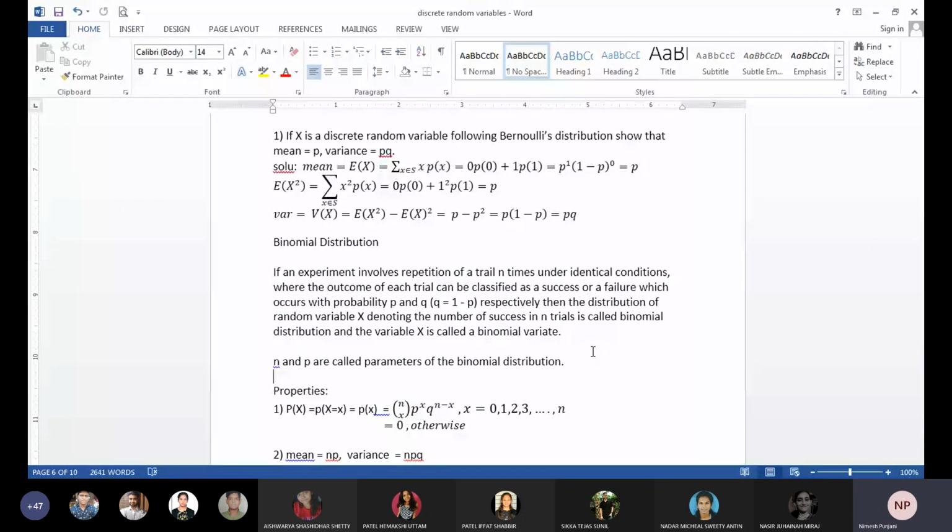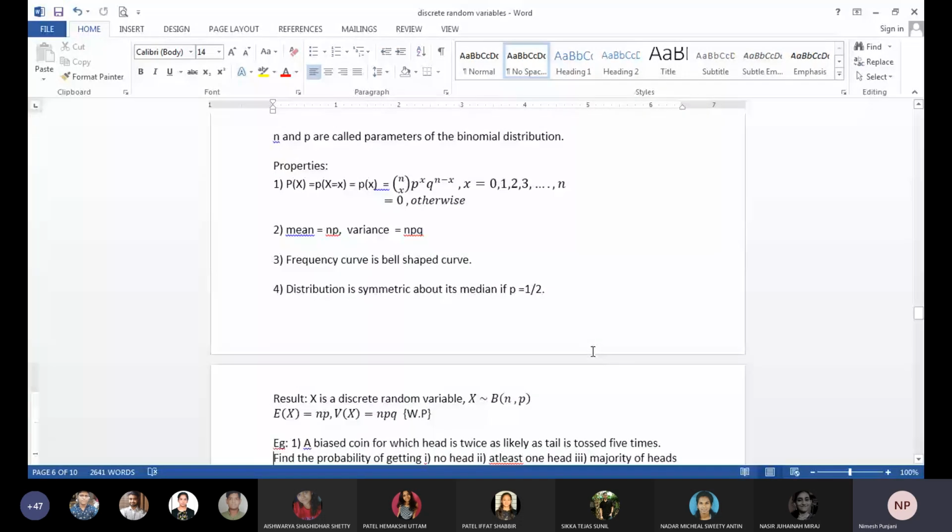This result, that the mean is n into p and variance is npq, we will be discussing without proof. उसका proof हम लोग discuss नहीं करेंगे at present. Let us see if time permits, we will discuss that proof also. तो अगर वो proof discuss किया तो you can expect in your exam, अगर तुम्हारा exam descriptive हुआ तो. अगर multiple choice है तो proof नहीं आएगा.